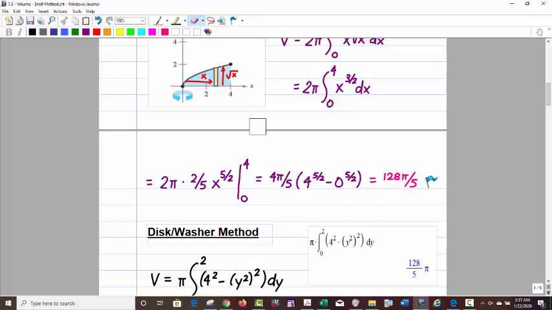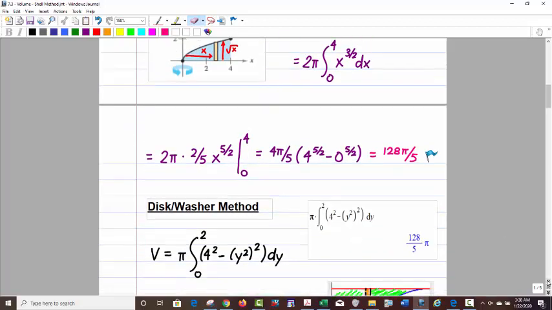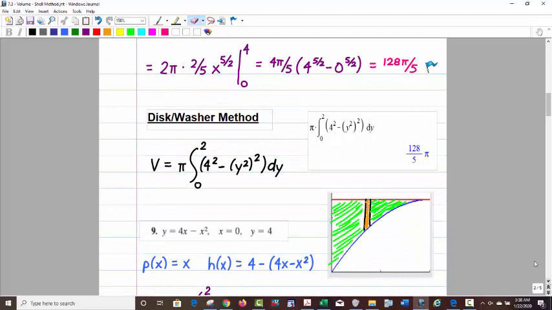So now we have to convert to variable y. If y equals the square root of x, which is not hard to do, you just square both sides, that means x equals y squared. So we would do outer radius squared minus inner radius squared. And now the limits of integration, instead of 0 to 4, they're vertical. They'll be 0 to 2. The outer radius is that fixed line 4, and the inner radius would be y squared. So this sets up exactly as it would have in the previous section for the washer method, except now this formula only has pi. And so it's 4 squared minus y squared dy.